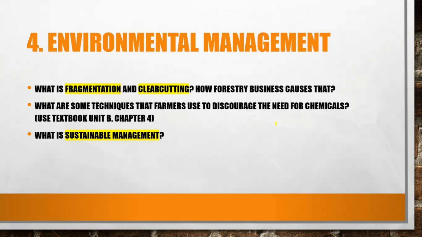We learned about two forestry techniques that destroy the ecosystem, including the plants too. These are known as fragmentation and clear cutting. I want you to look up the definitions. What are some techniques that farmers use to discourage the need for chemicals? I put specific advice in there. I've used the textbook, chapter 4. You can go there. What is a sustainable environment? I want you to find out the definition of that too.